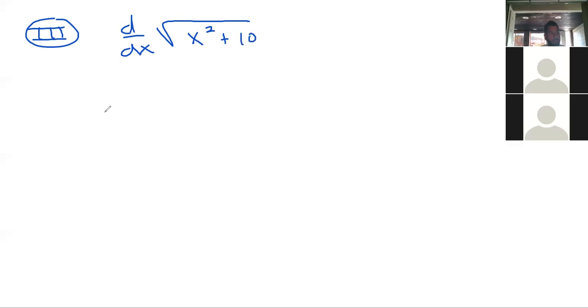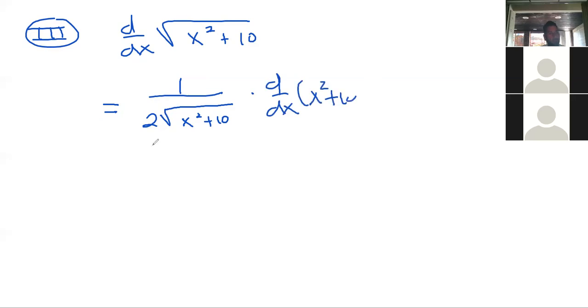So here the outside function is the square root function. The derivative of the square root is 1 over 2 times the square root. So we'll do that, and then what remains is multiplying by the derivative of the inside, and the derivative of that is just 2x. And so we can clean this up. Perhaps we might write it like this.